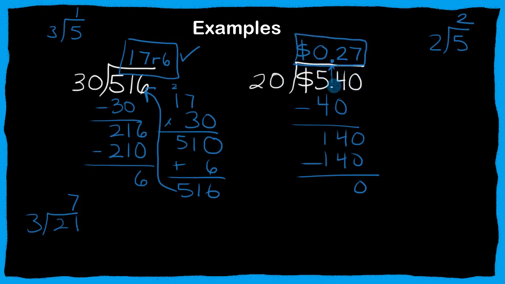The key there again is just making sure you take that decimal point in the dividend and move it straight up to the quotient. I've seen a lot of times where my own kids will forget to put that decimal point up there, and then they put the answer 27 in, and the actual answer is 27 cents or 27 hundredths. In this case, it's a decimal.